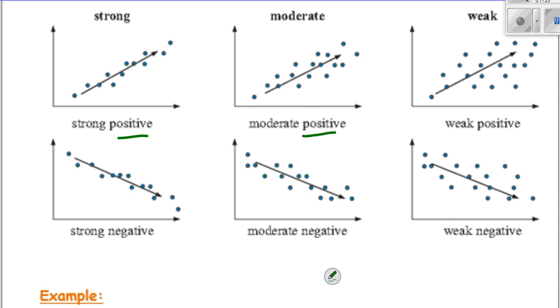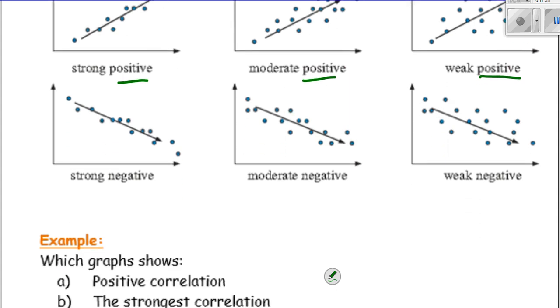So notice as you go from strong to moderate to weak, the coordinates become more scattered. But it's still weak positive, the one on the right. It's not to the point where it would be no correlation because there's still some sign of an upward trend as you go from left to right. Same with the ones below: strong negative, almost forms a straight line. Moderate negative, a bit more scattering. Weak negative, a lot of scattering.